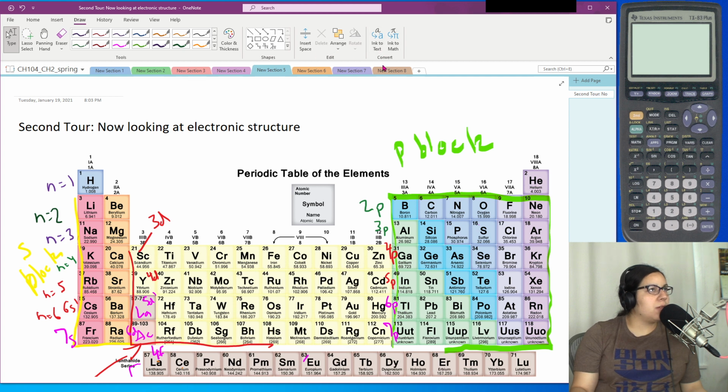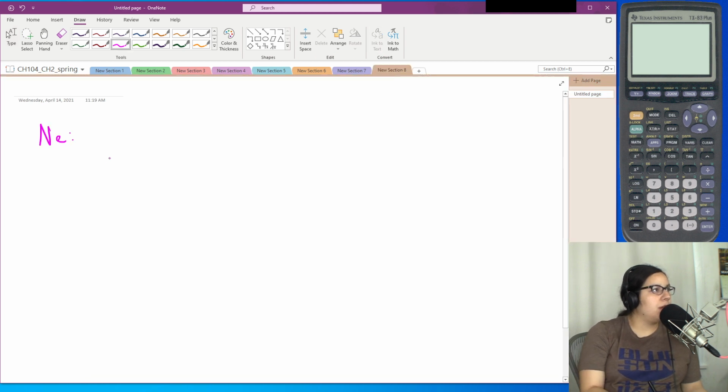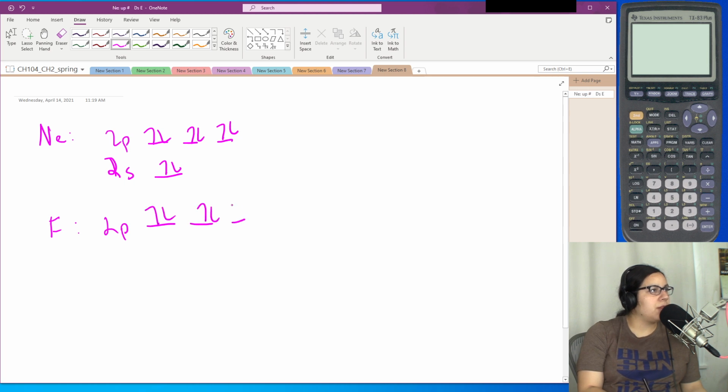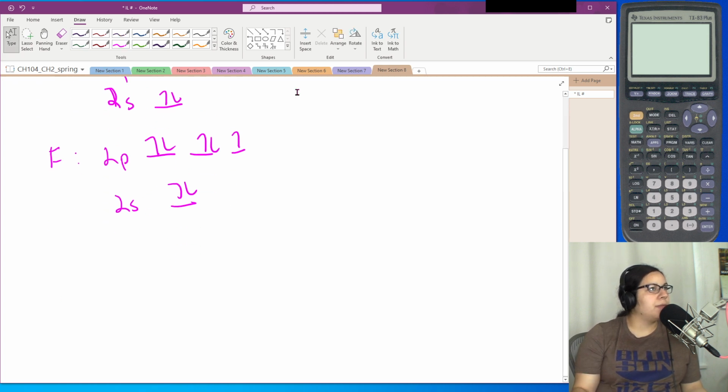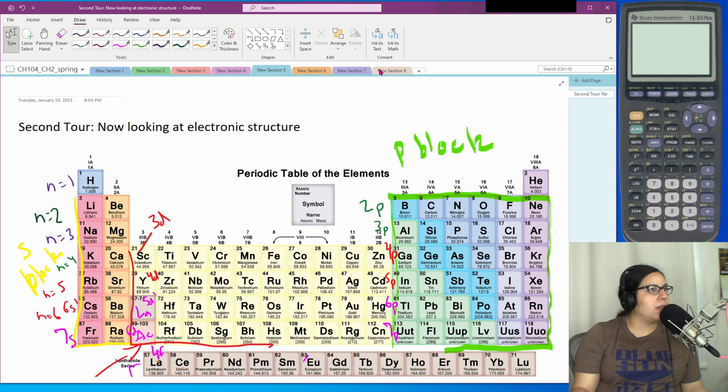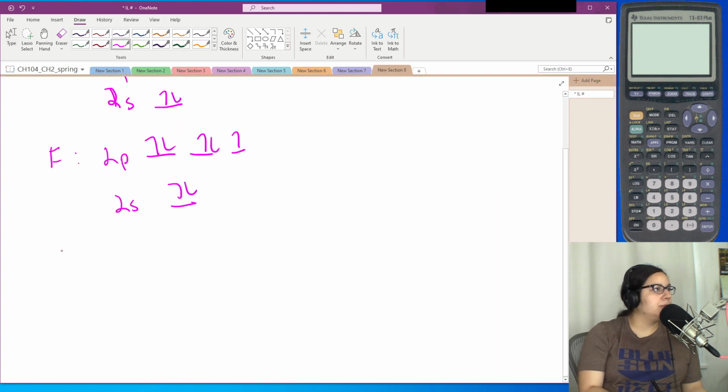So neon, of course, is 2p. So I'm just going to draw its valence electrons. So we have 2s, 2p. So we know that it's a noble gas, so it's all filled in. Versus fluorine. I'm just filling this in kind of quickly. So fluorine, oxygen. I'll stop here. Oxygen. Maybe I'll do nitrogen.